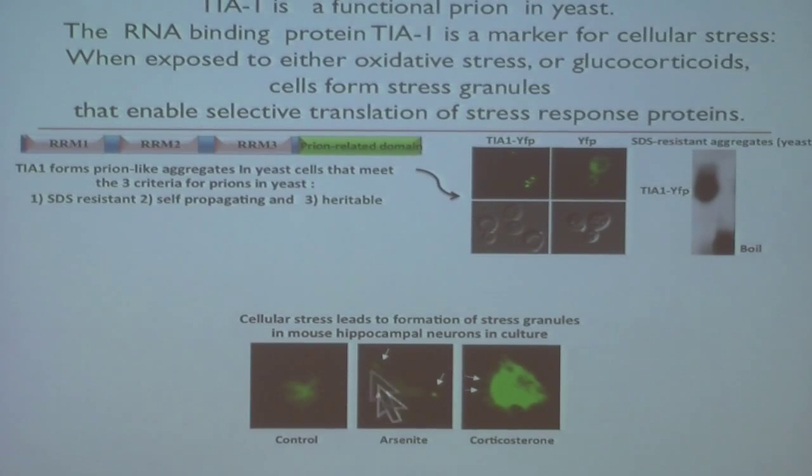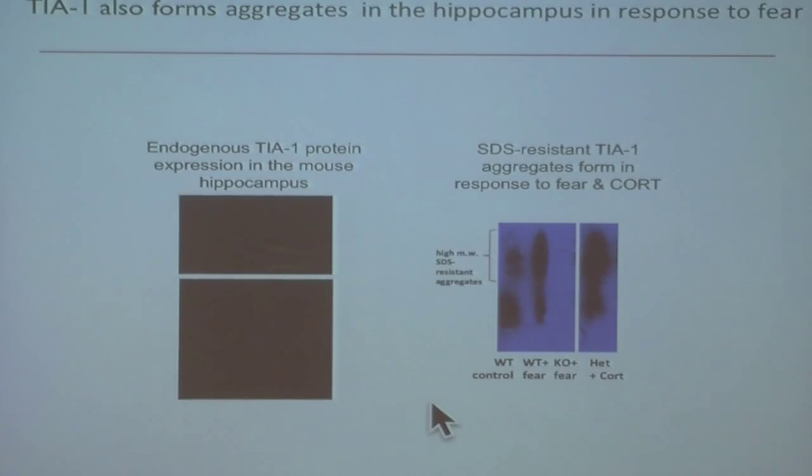You can see these stress granules in hippocampal neurons when you expose them to oxidative stress with arsenate, or you give them corticosterone. In both cases, it causes aggregate formation. You see this in the hippocampus. And if you train the animal to learn fear, you can see that this aggregate formation, which is SDS resistant, disappears. It also appears with corticosterone. So corticosterone simulates post-traumatic stress disorder.